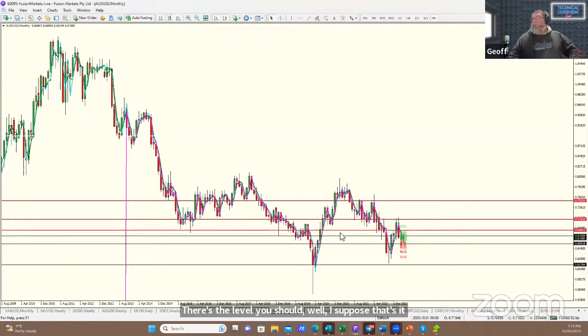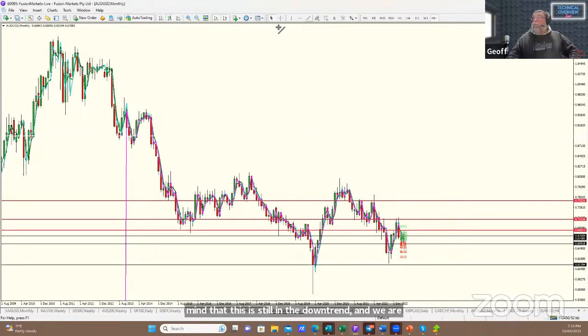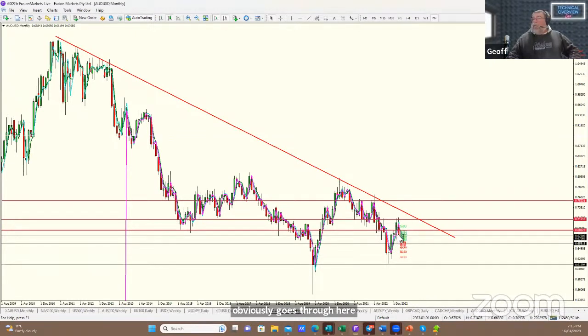But I've really got in my mind that this is still in a downtrend, and we are approaching that trend line, if you like, which obviously goes through here. So is there enough in the Aussie at the moment to get it back to that level? Maybe there is.